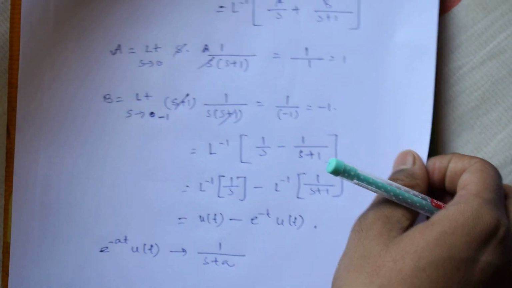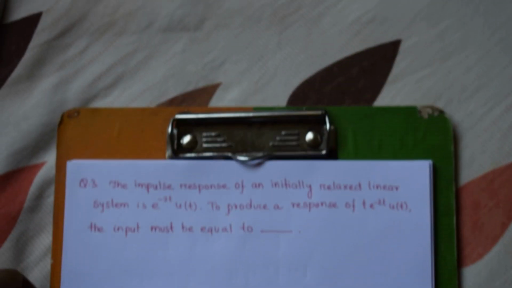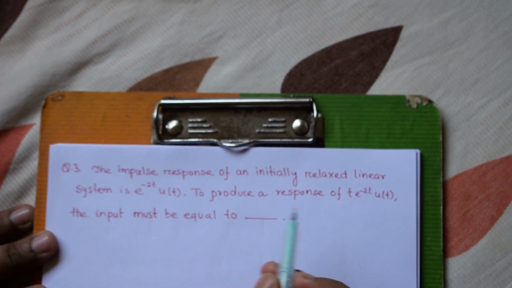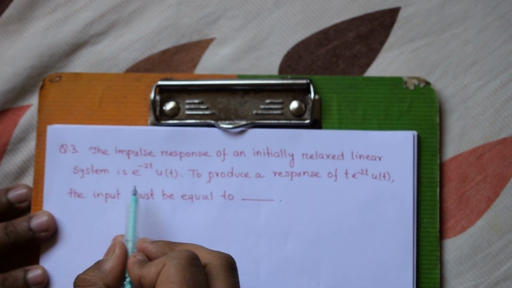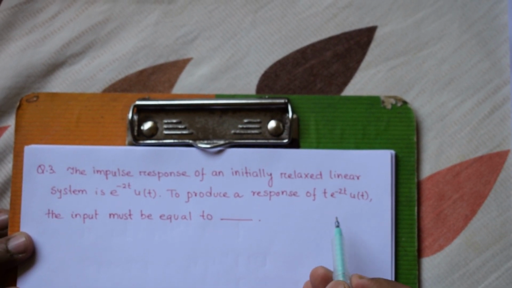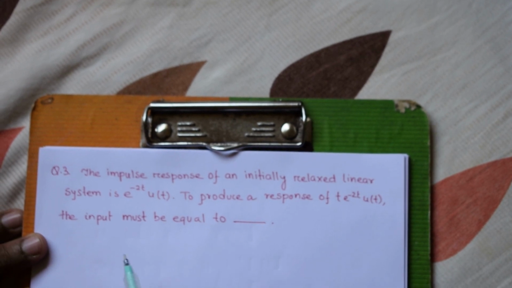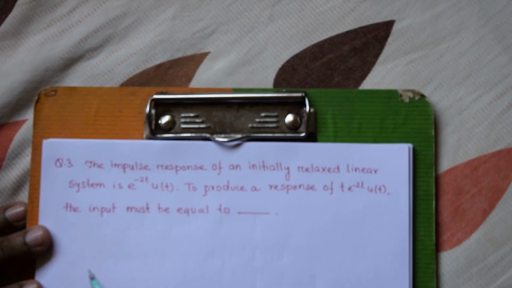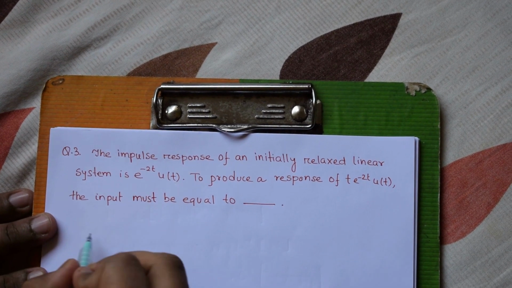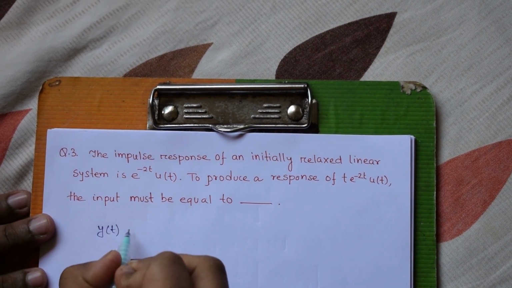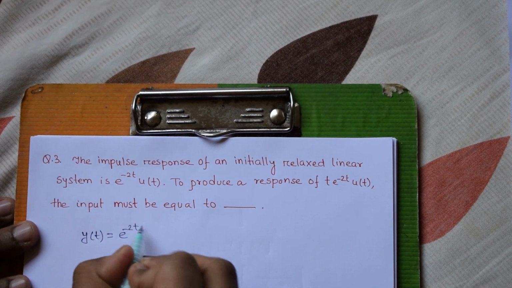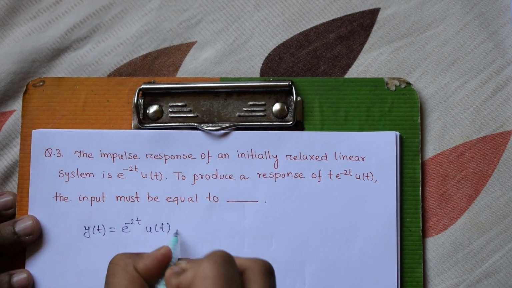Let us take one more example. Here the question is, the impulse response of an initially relaxed linear system is e power minus 2t u(t). To produce a response of t into e power minus 2t u(t), the input must be equal to what? Here our impulse response is given. Impulse response is our output when the input is an impulse. Means y of t is given as e power minus 2t u(t).